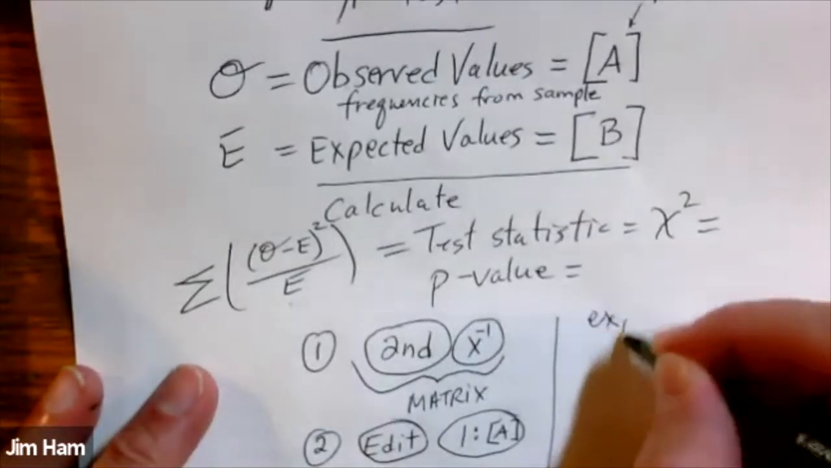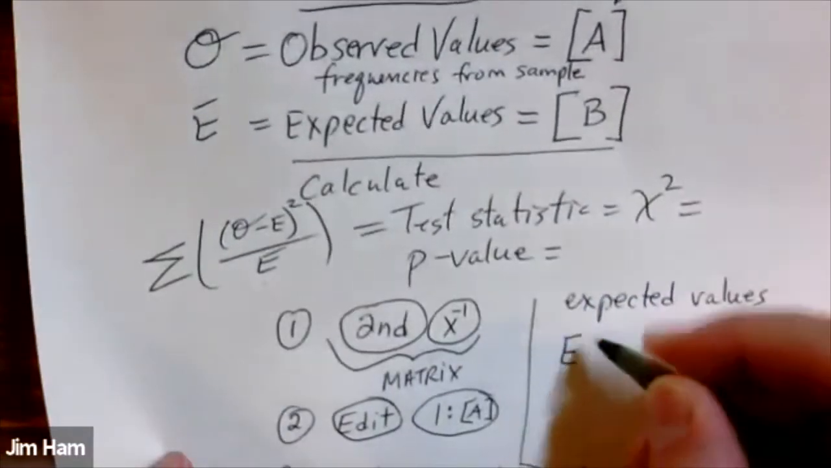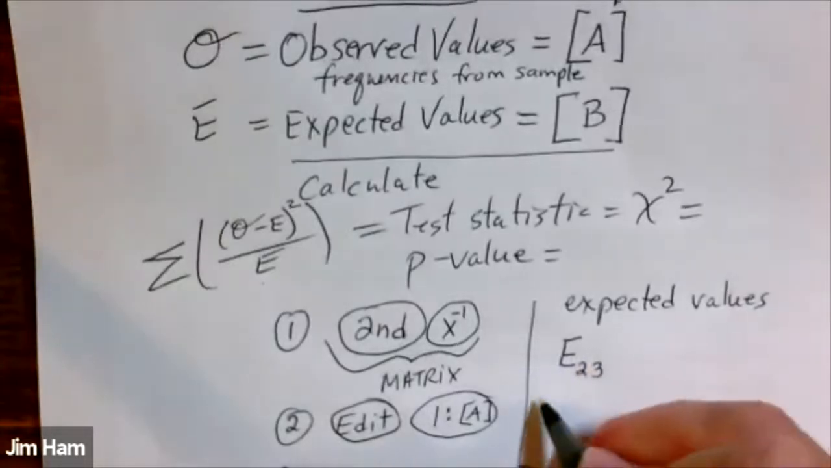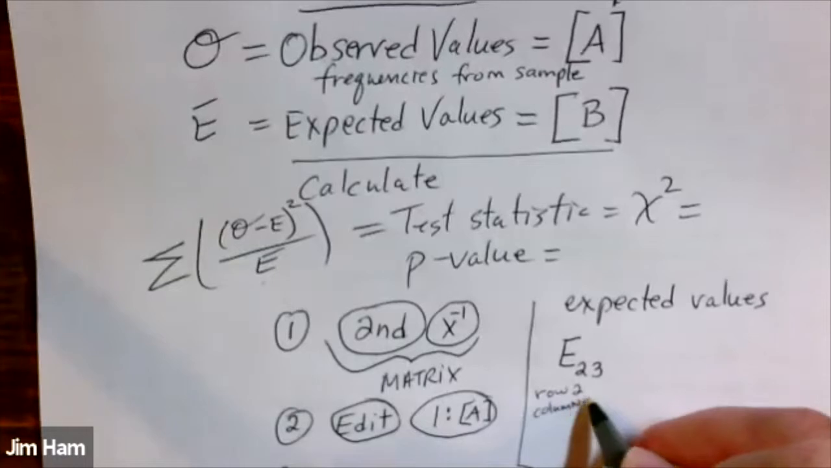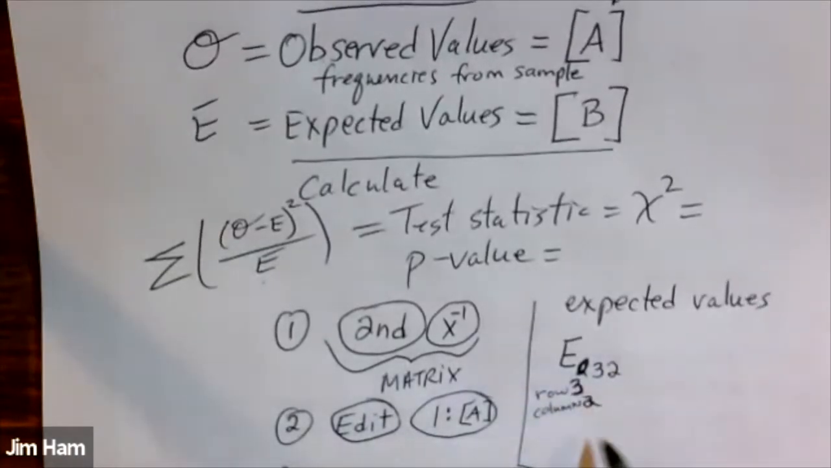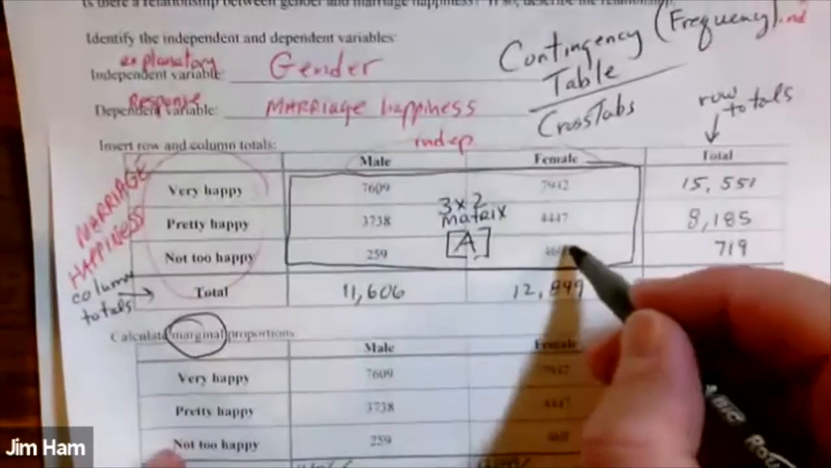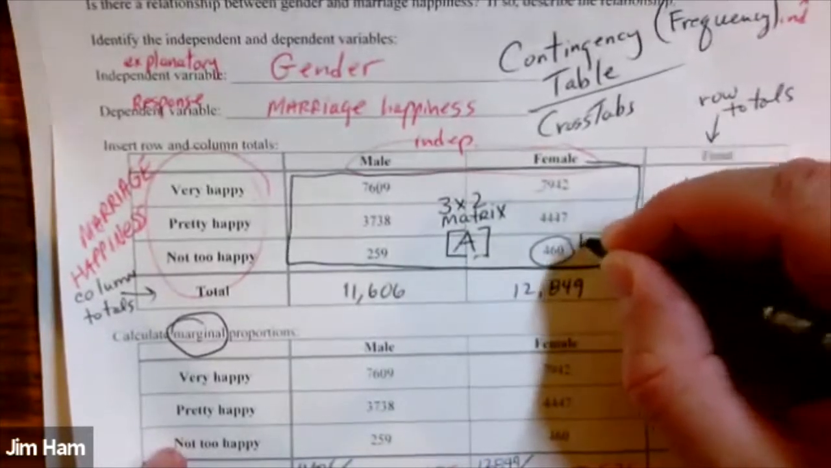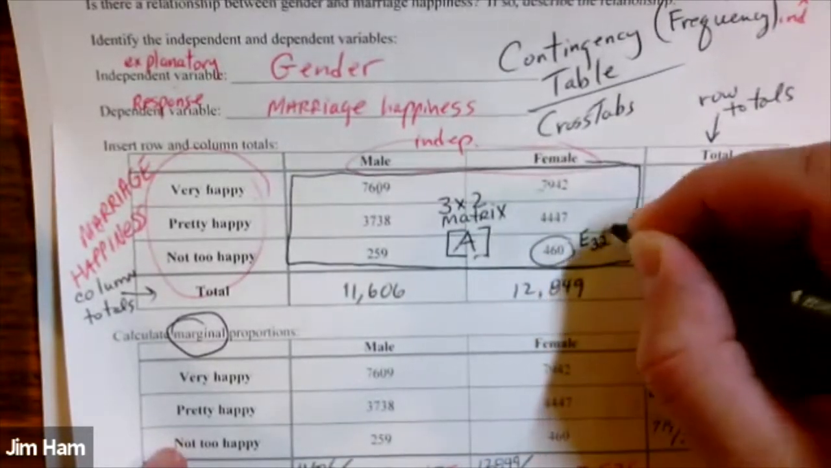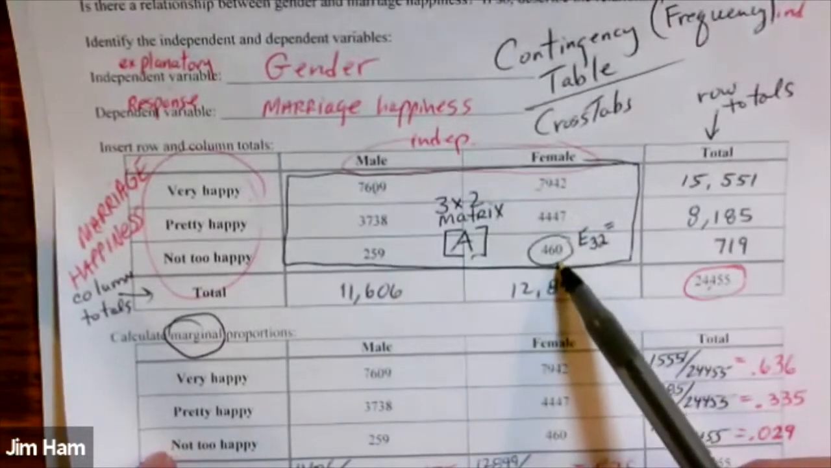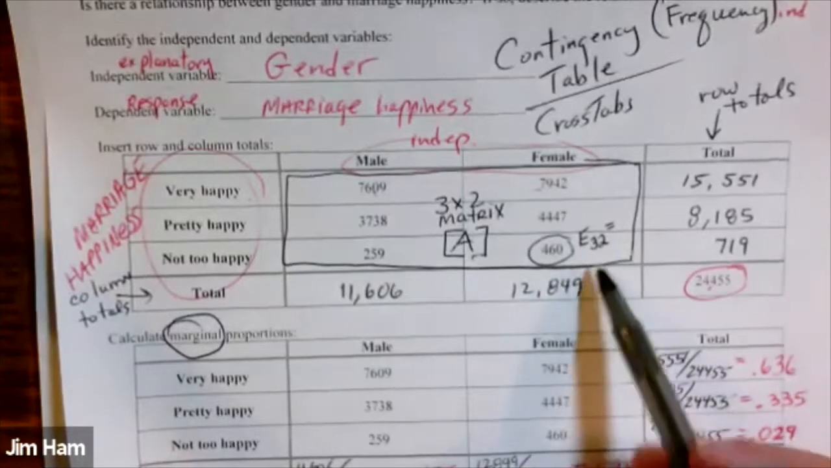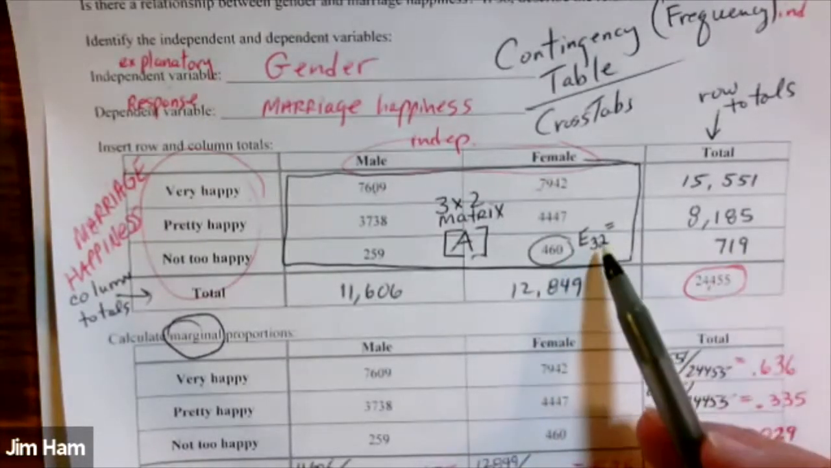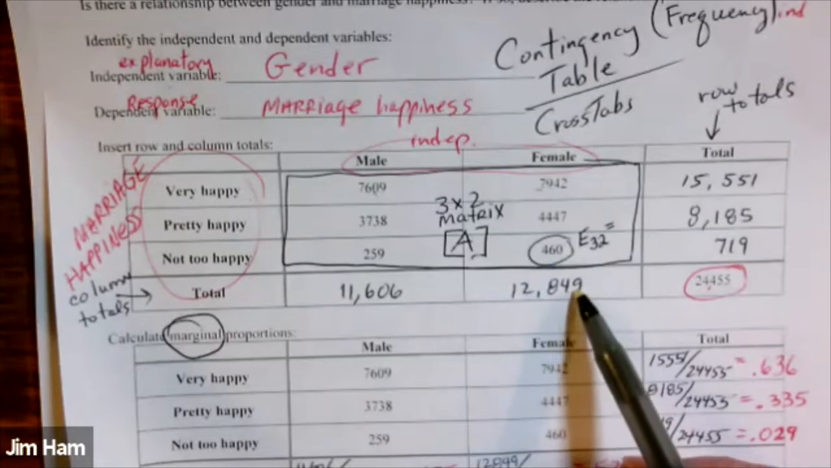And so here's how you calculate expected values. You're going to see notation like this. The expected value that appears in row 2, column 3. I suppose I should switch those around. Row 3, column 2 would be indicating like this. So what is the expected value here? E32. The observed value of this cell is 460. The expected value you get by multiplying the row total times the column total of that cell and divided by the total, or the sample size.